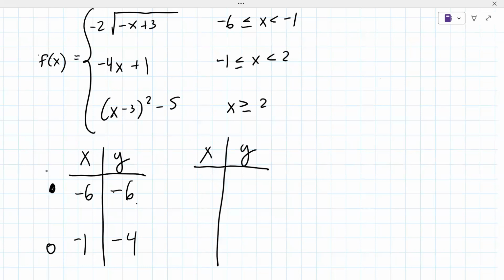All right, now we're going to do the middle piece. What two x values should we try in the middle piece? We can try out -4x plus 1, with -1 less than or equal to x less than 2. So what two x values should we try? 2 and -1. Yep, -1 and then 2. All right, go ahead and put those into that equation and let me know what you come up with.